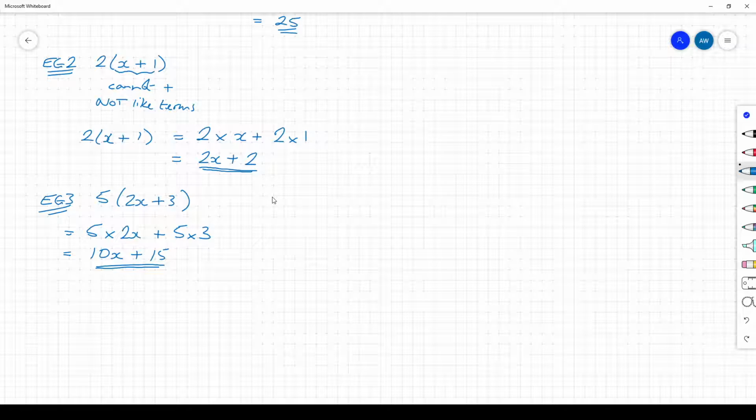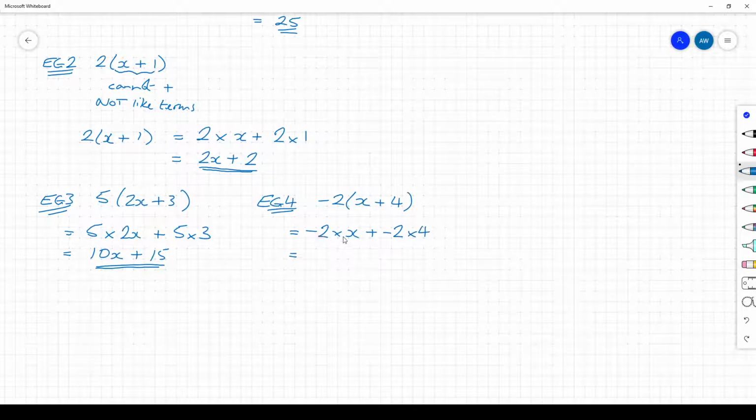Okay, let's look at another example. What if we had a negative number outside? What if we had minus 2 outside x plus 4? And you're asked to expand that or multiply it out. Well, this time, again, we cannot add those up. We have to use the method. We have to do minus 2 times the first term, the x, plus minus 2 times 4.